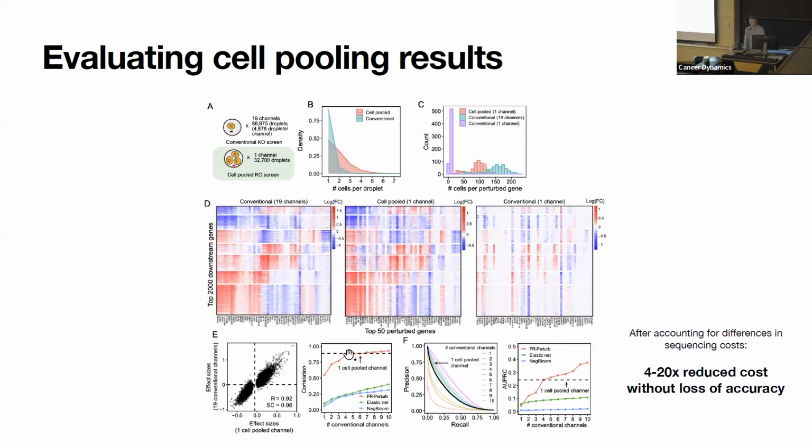So then what we did is we took our cell pooled channel and downsampled it on top of downsampling the conventional data until we made it as bad as these red and these blue lines. Once you do that and account for differences in sequencing, we had to sequence extra here because there are so many more droplets for a single channel, you get to 20-fold. So we don't take the biggest number and say it's 20 times better. We just give a range and say, in some analysis, it's 4 times better, and in the most generous analysis, it's 20 times better.